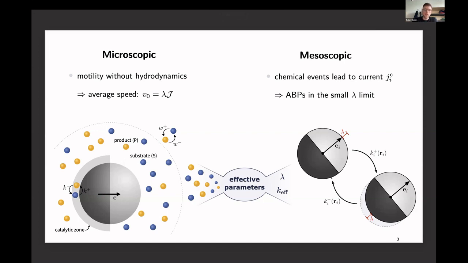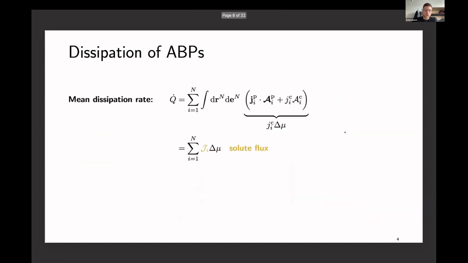And tracking this chemical current then allows you to keep track of the underlying solute dynamics, or the details of the solute dynamics you require to calculate the actual dissipation rate of your system. And a convenient thing about this model that Thomas already mentioned is that if we look at the small lambda limit, so if this displacement is small compared to the size of the catalytic particle, we immediately recover the standard evolution equations for active Brownian particles, which we now enhance by this additional thermodynamic information, which is encoded in this chemical current. So now we can just use the standard framework of stochastic thermodynamics to immediately write down the mean steady state dissipation rate for such a system.